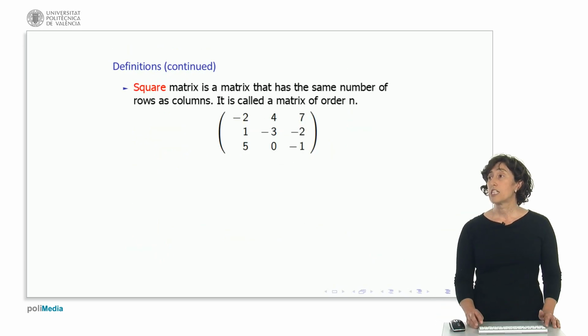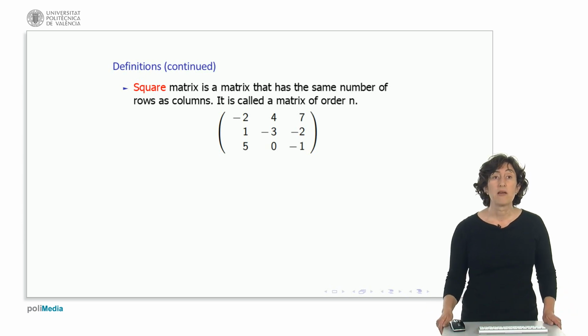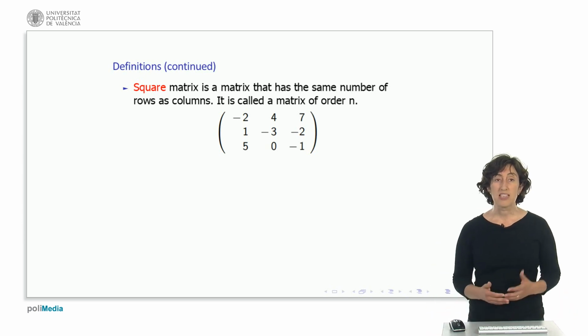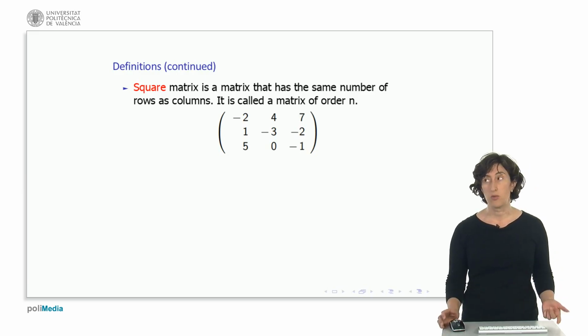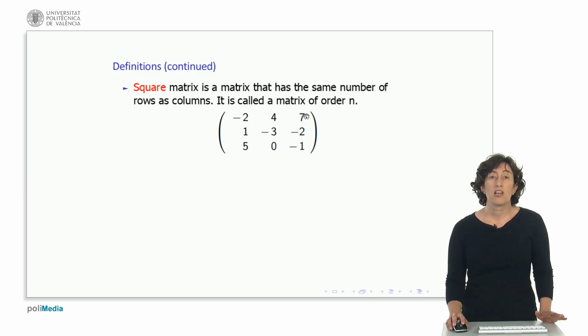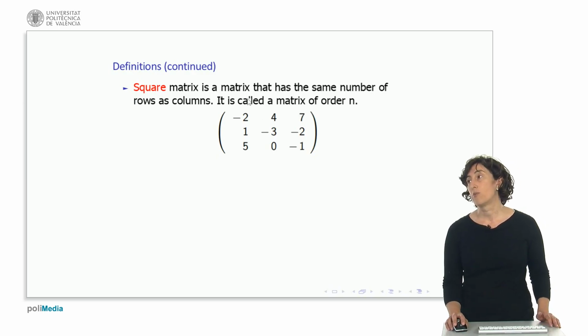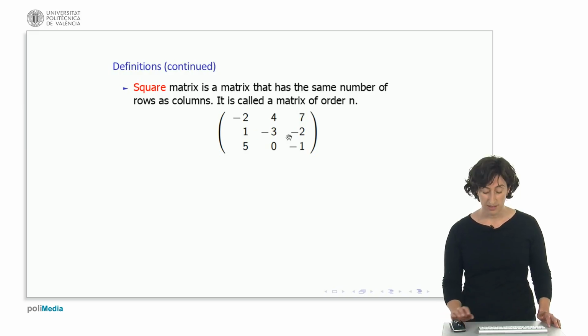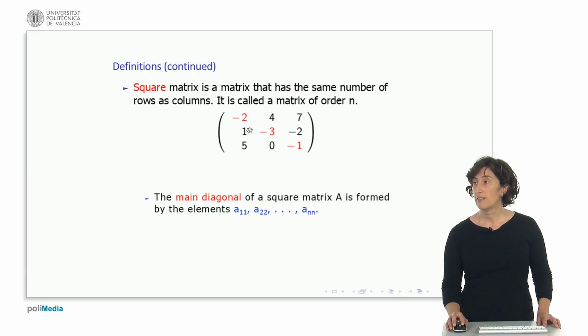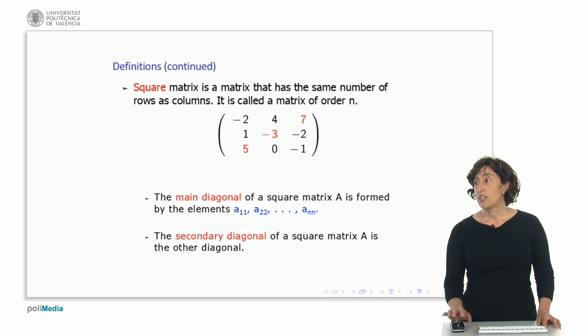A special and very important class of matrices are the square matrices, which have exactly the same number of rows as columns. Then, it is usually denoted just as a matrix of order n, not an n times n matrix, to avoid repeating. For example, this is a 3 times 3 matrix, 3 rows, 3 columns, an order 3 matrix. Within square matrices, we usually talk about the main diagonal, this diagonal here. We can also talk about the secondary diagonal, which is the other diagonal that we would build.